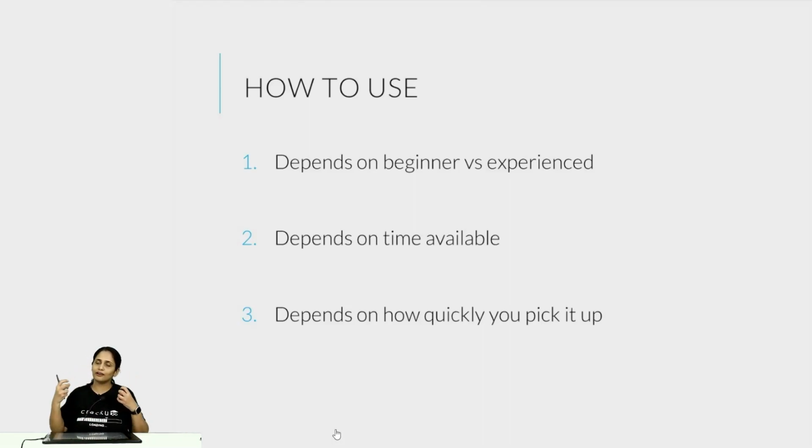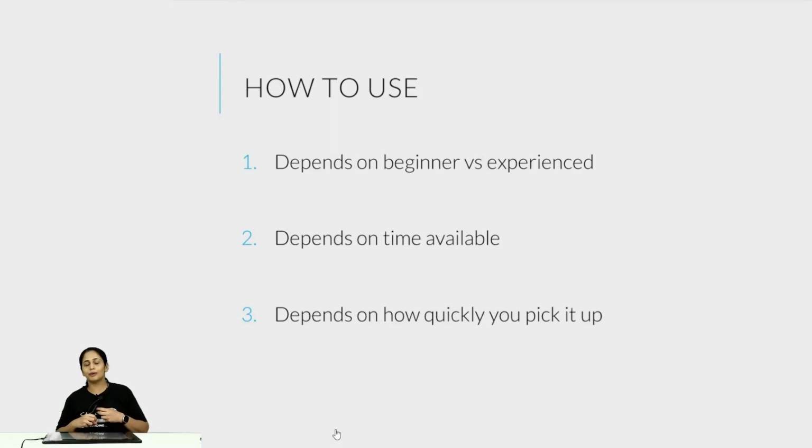On the other hand, if you are a CAT repeater, you have given CAT 2 times or 3 times, in that case, you already know the base concepts more or less. In that case, what you want is a quick revision. And once you have that quick revision, you want to go and solve more and more questions. So the needs of somebody who is beginning their preparation is different from somebody who is giving CAT for the second or third time. So you have to keep that in mind while using the course also.